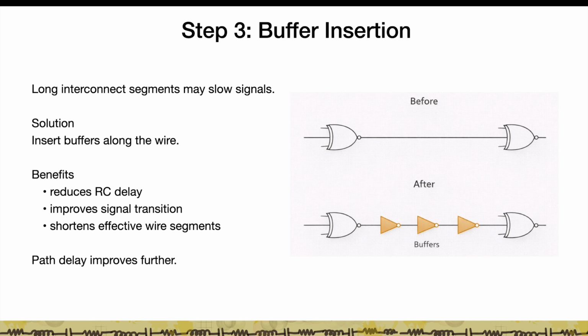Each segment sees half the resistance and half the capacitance. And because wire delay scales with the product of R and C, both of which halve, each segment's delay is roughly 1/4 of the original. Two quarters equals half the original, so we've cut the wire contribution significantly. The buffer also restores the signal's edge rate, which matters because a slow transition at the NOR input would otherwise degrade its own switching delay on top of the wire RC.